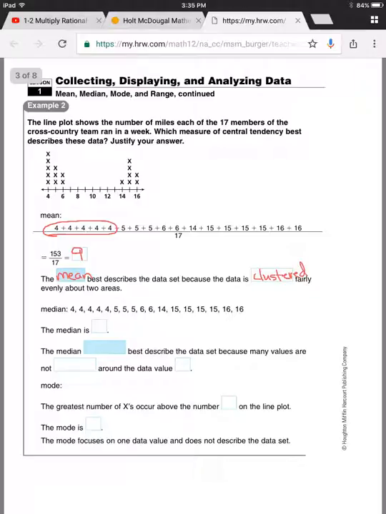Meaning you don't have one outlier in the low region or the high region. You have a bunch of low numbers, you have a bunch of high numbers, so it's going to fall somewhere in the middle for your average.